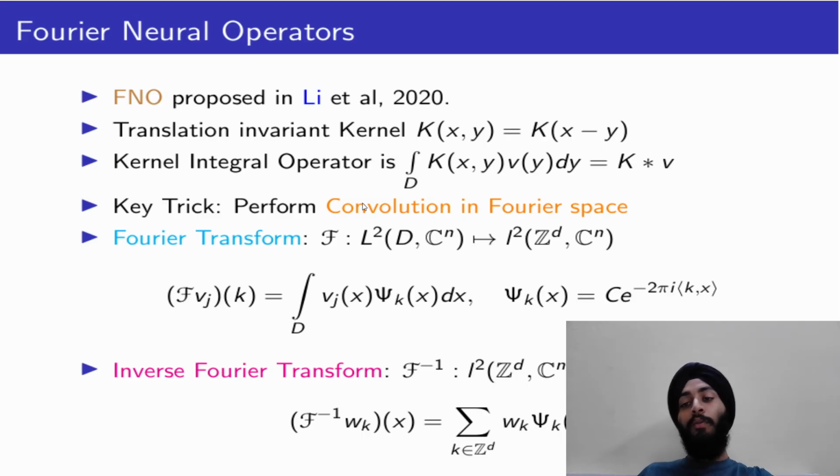Now why are we even including the Fourier space? Because this convolution will become very easy. The first motivation that I have is that the convolution becomes quite easy to handle. It simply becomes a multiplication in the Fourier space.